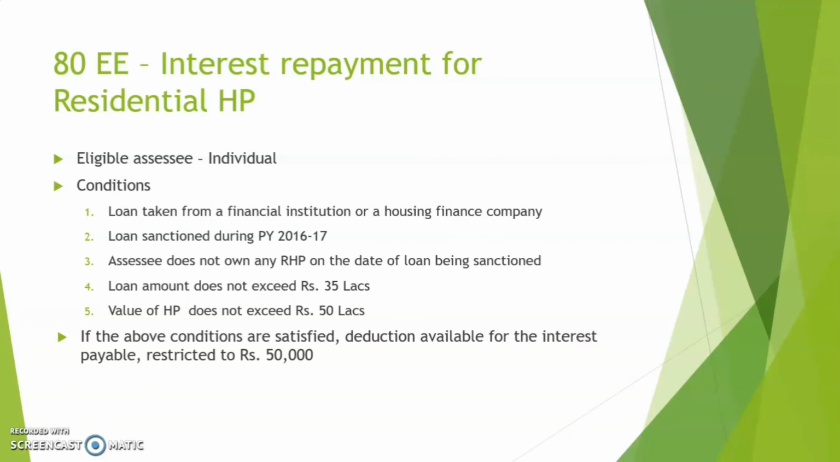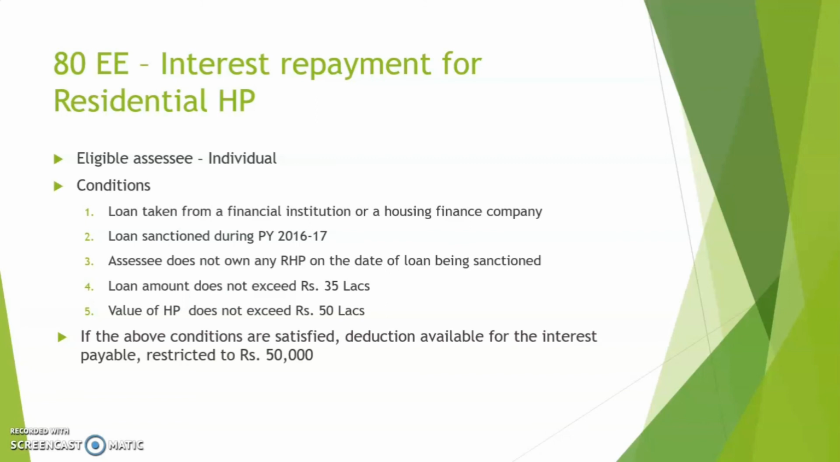Now, if all these conditions are satisfied, all these above mentioned 5 conditions are satisfied, a deduction is available for the interest payable. Previously it was for interest actually paid, but here it is for interest payable. And that deduction will be restricted to a total amount of rupees 50,000. Whereas for 80E there was no restriction. Absolutely no restriction. But for 80EE, there is a restriction, and that's rupees 50,000.